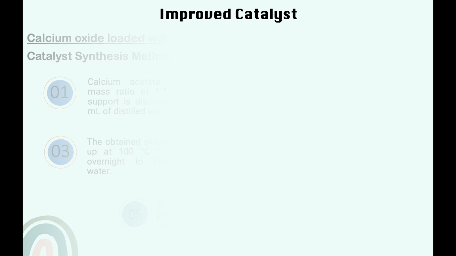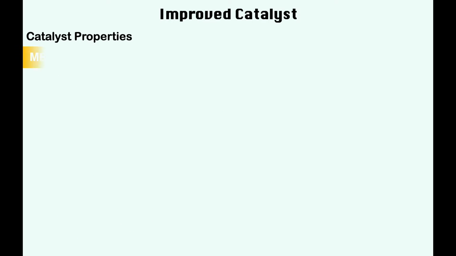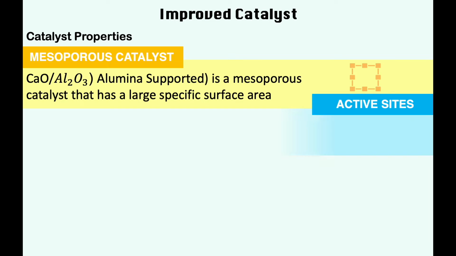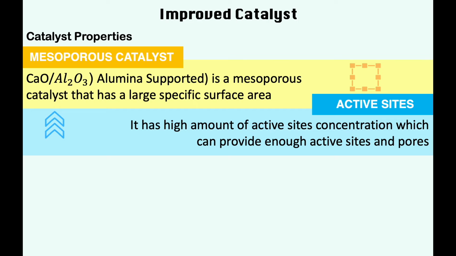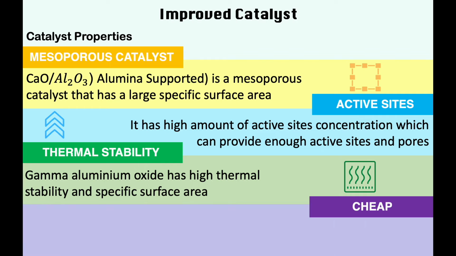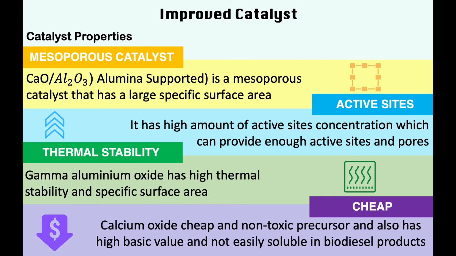The first property of the improved catalyst is that it is a mesoporous catalyst. Calcium oxide loaded with alumina is a mesoporous catalyst that has a large specific surface area. Next, it has a high amount of active sites concentration, which can provide enough active sites and pores. Then, gamma aluminum oxide has high thermal stability and specific surface area. The last property is that calcium oxide is a cheap and non-toxic precursor and also has a high basic value and is not easily soluble in biodiesel products. Now, we are moving to the catalytic reaction.